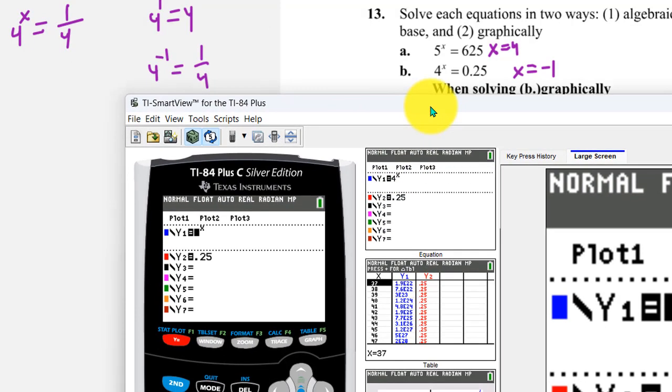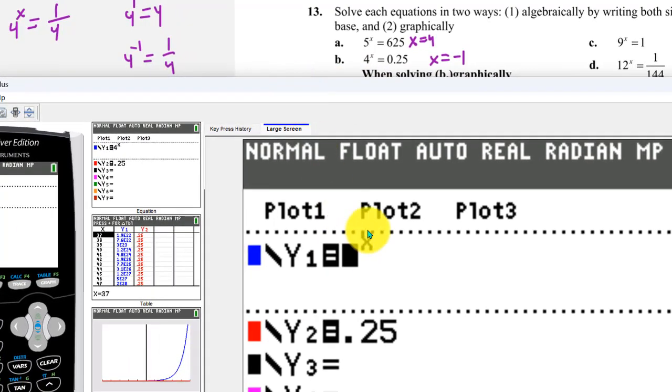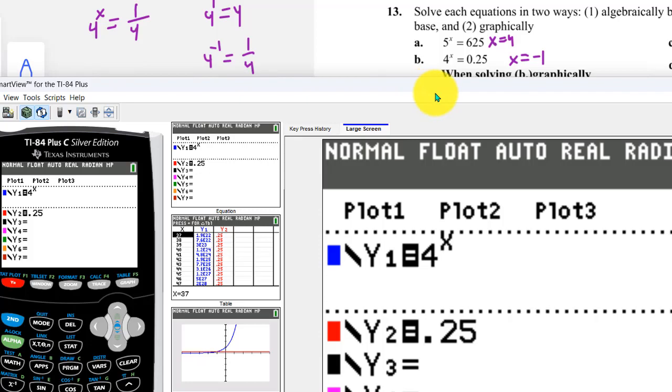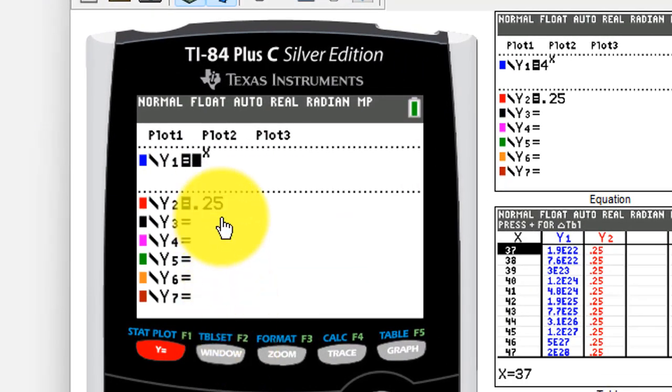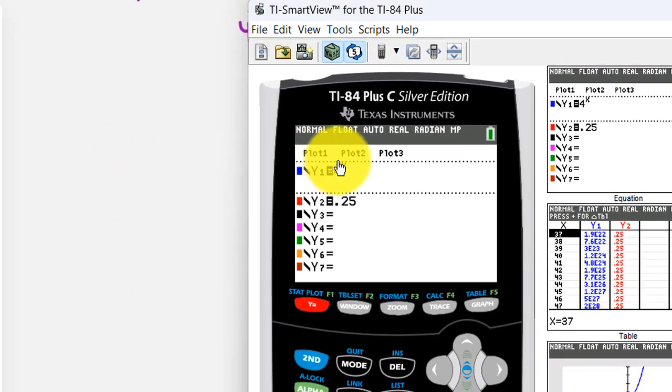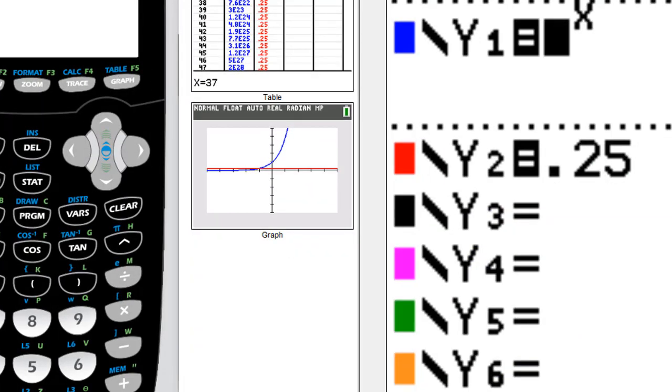So I press y equals. The left side of my equation is 4 to the x. The right side of my equation is 0.25, right? 4 to the x, 0.25. But my window's tricky. I'm going to have a straight line at 0.25, right? Think about that. Again, we already know the answer is negative 1.